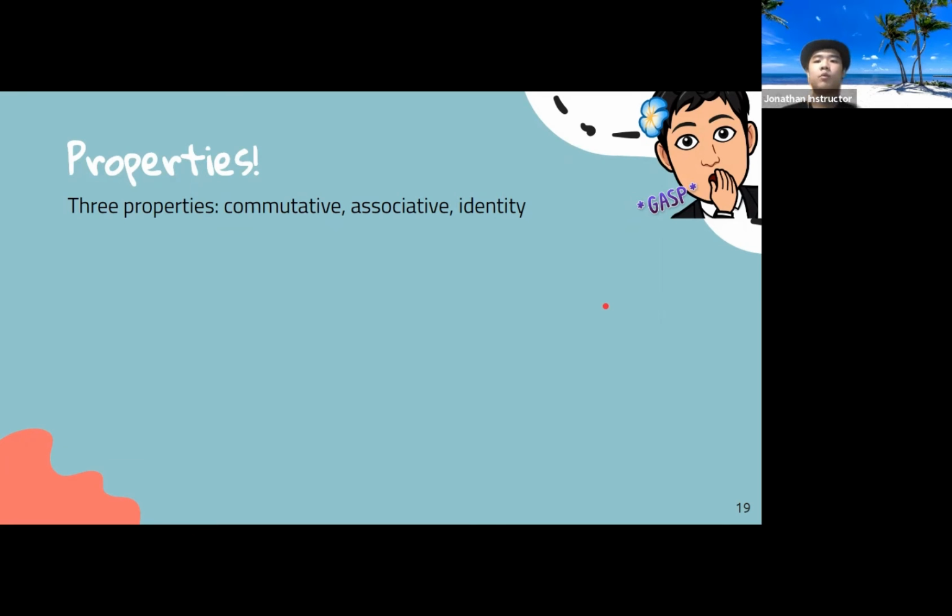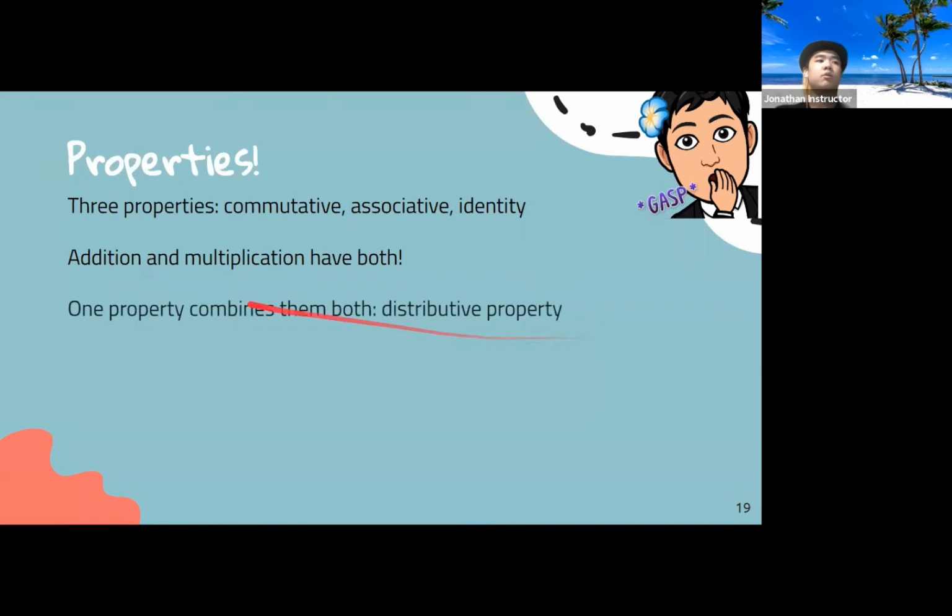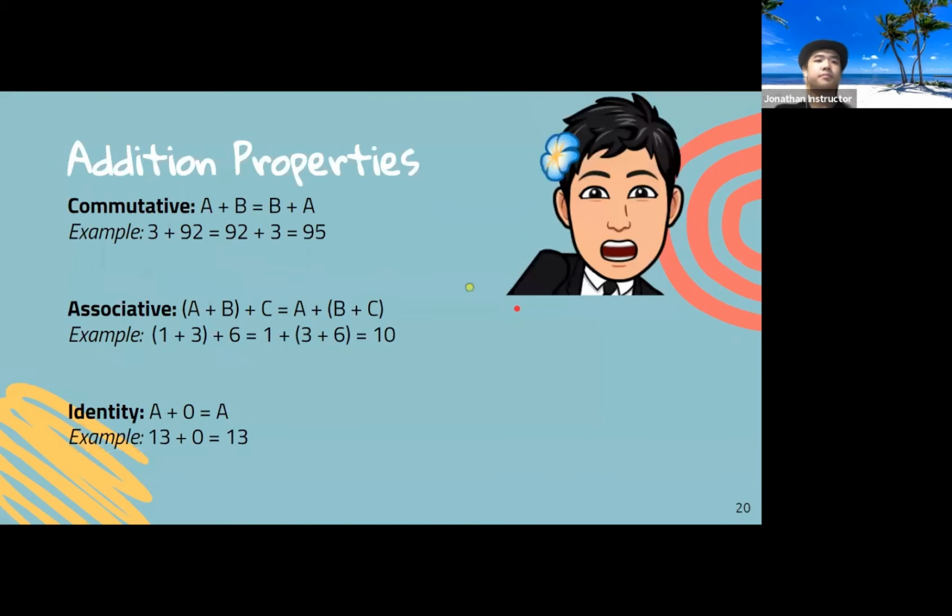So you might know from addition and multiplication that addition and multiplication have all of these properties. And there's one special property that we will learn today. Very special, very interesting. Hopefully you'll understand it. It's called the distributive property. Okay, so let's go through some examples on the next page.